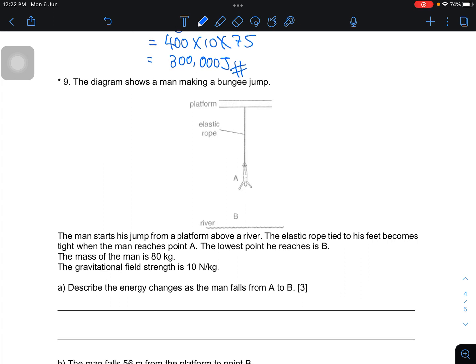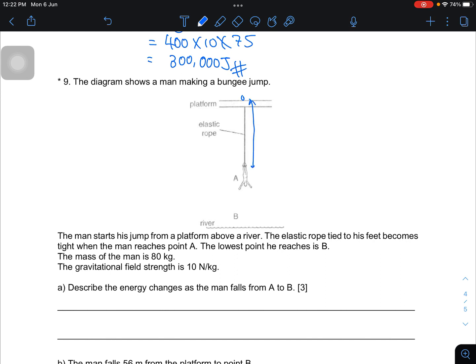Question 9, asterisk. So I'm going to assume it's a little more challenging. The diagram shows a man making a bungee jump. The man starts his jump from a platform above a river. So this is the platform. The elastic rope tied to his feet becomes tight when the man reaches point A. So as he drops, over here it's all loose, right? Loose. From here it is tight.